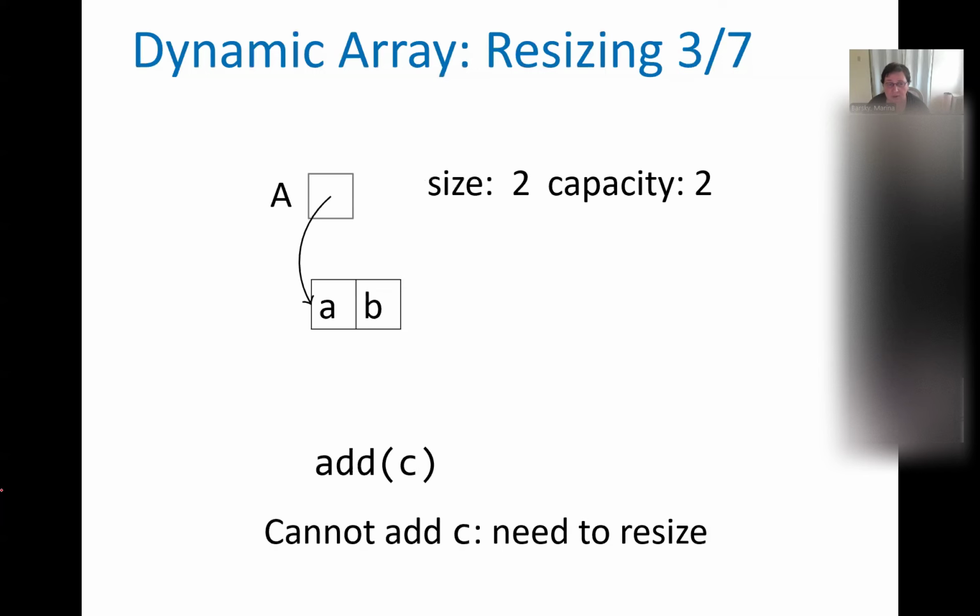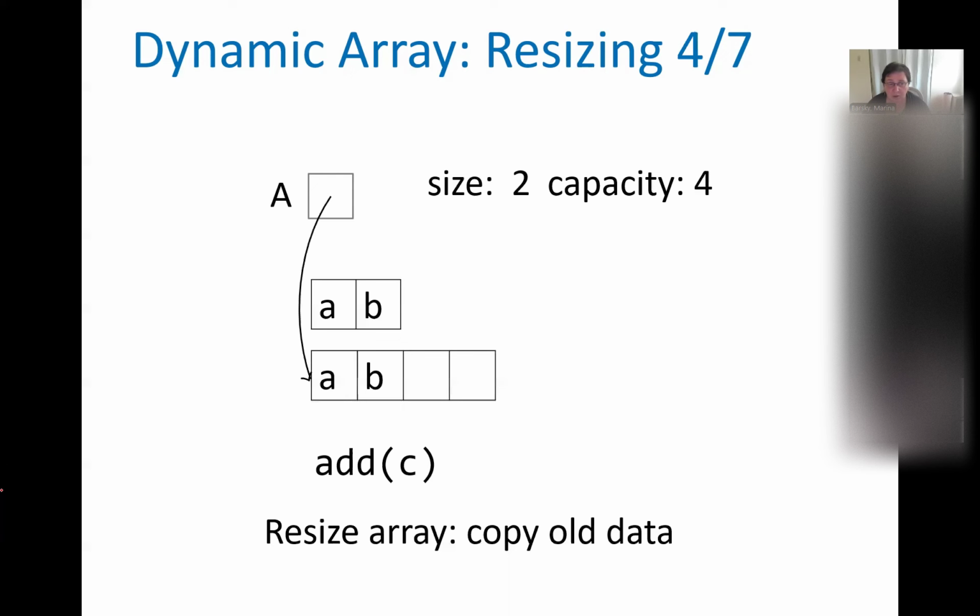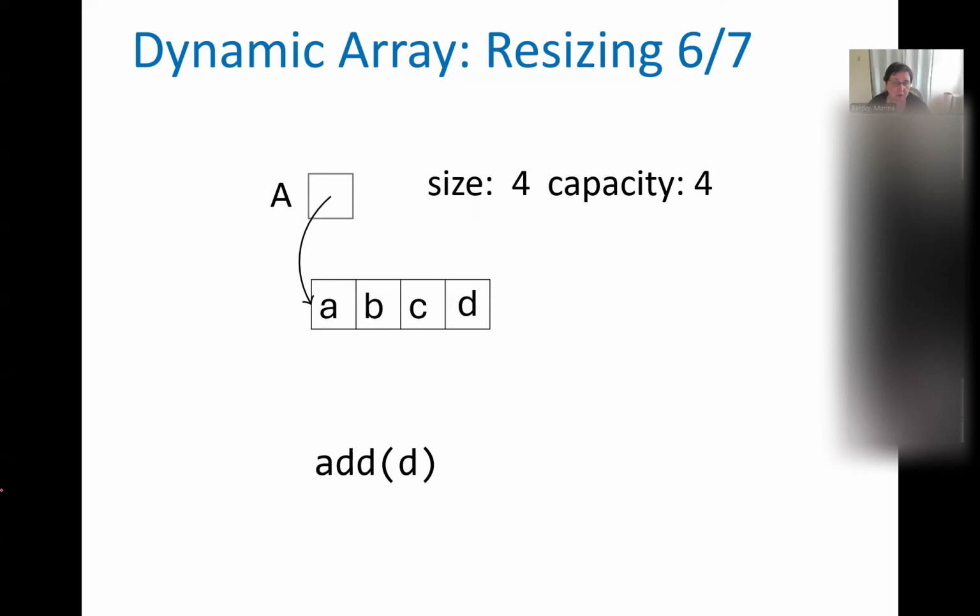Now we try to add C. There is no space in the array. So what we do is create a new array of double size, copy A and B into it, and reset A to point to this new array. Now we add C and D, and when we need to add E, we will double the array again. As you see, it was capacity 4, new array, capacity 8.